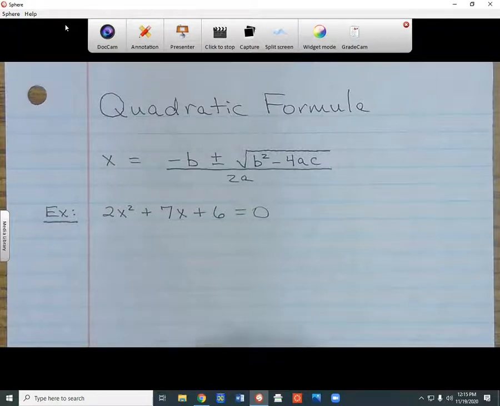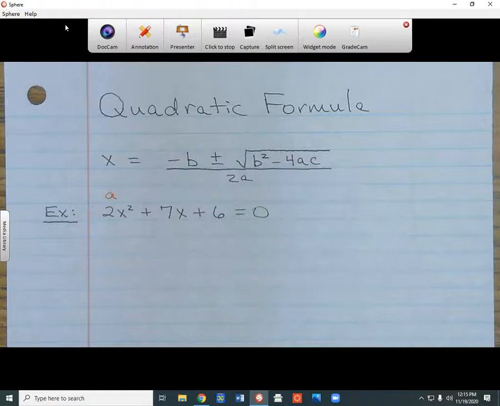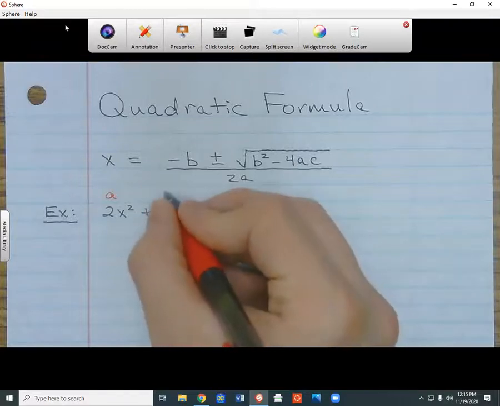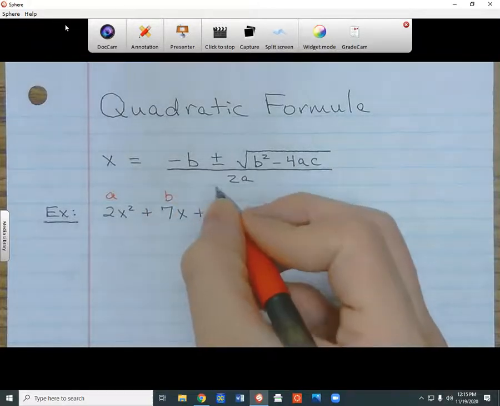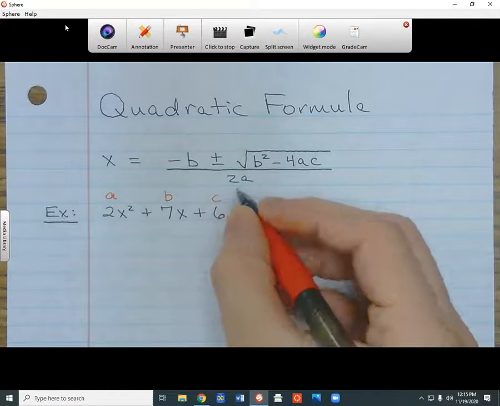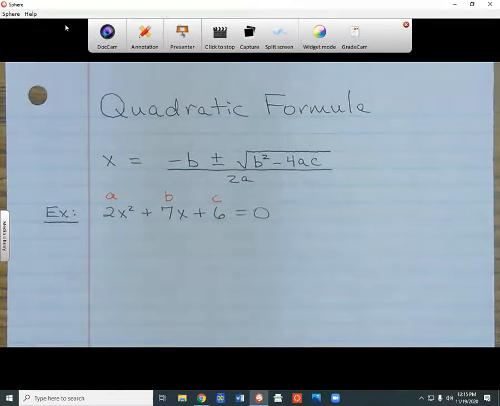So this is going to be my A, and then B is always going to be the linear coefficient, which is always in front of the x. So my B is going to be 7 in this example. And then the last number off to the side is going to be C. This is also called my constant term. So we're going to plug A, B, and C into the formula to see if we can get an answer for this.